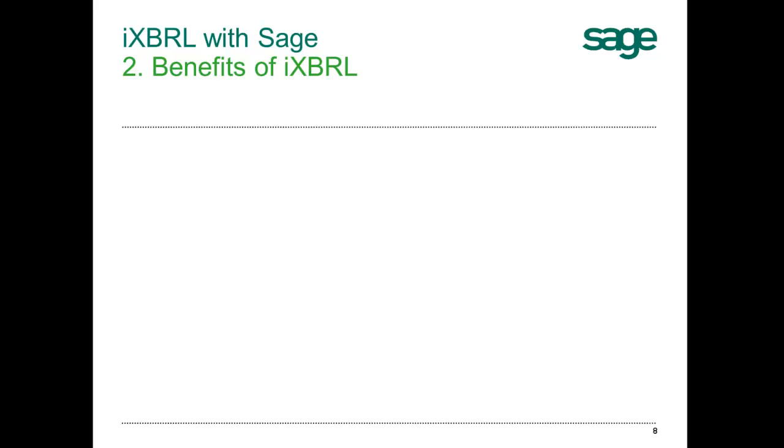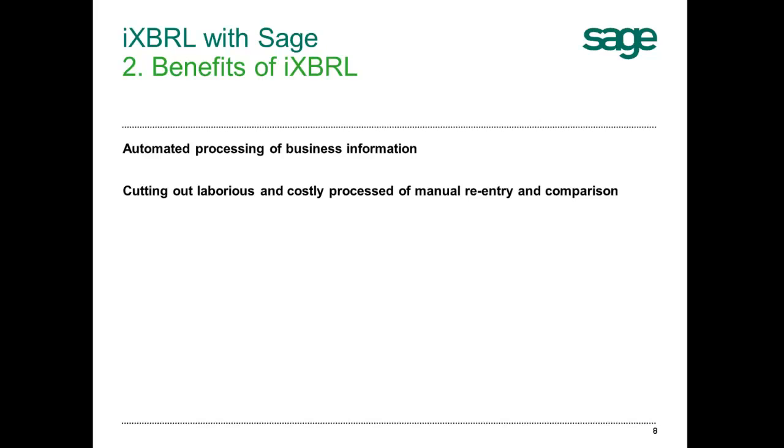So, what are the benefits of iXBRL? Now, the introduction of iXBRL enables automated processing of business information by computer software, cutting out laborious and costly processes of manual re-entering and comparison. Now, computers can treat XBRL data intelligently, and they can recognize the information in an iXBRL document.